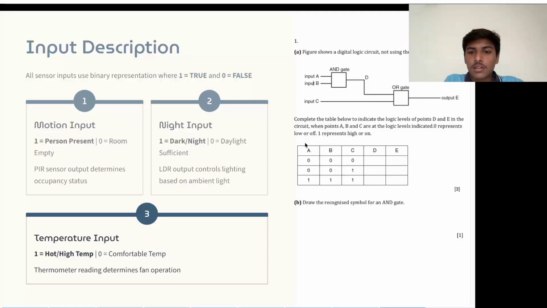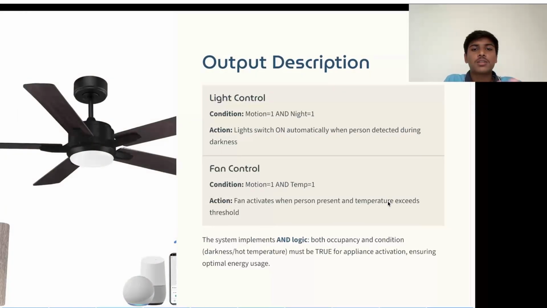Here is the truth table. Complete the table for the circuit, indicating the logic levels of points D and E in the circuit. When points A, B, C are at logic levels, zero represents low or off, and one represents high or on. Here is our truth table: A, B, C are the inputs, and the outputs are D, E. Draw the recognized system for the AND gate. It is our task.